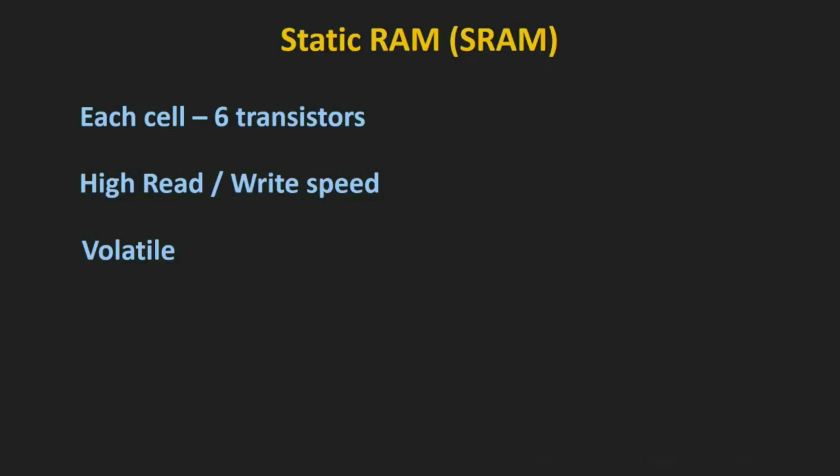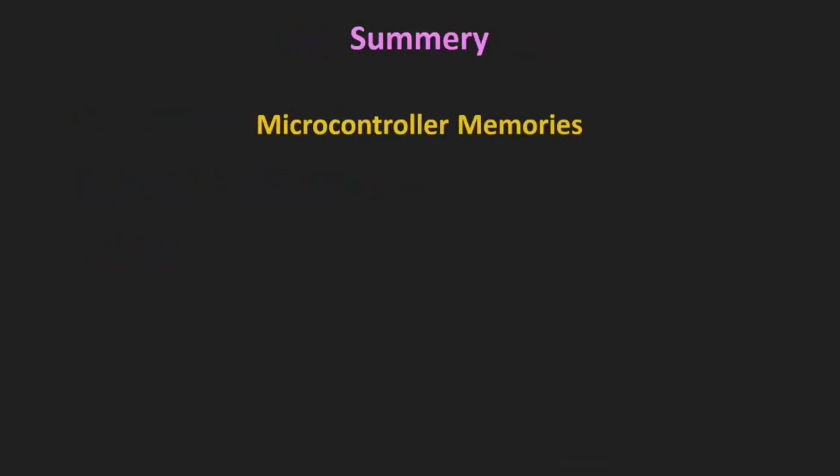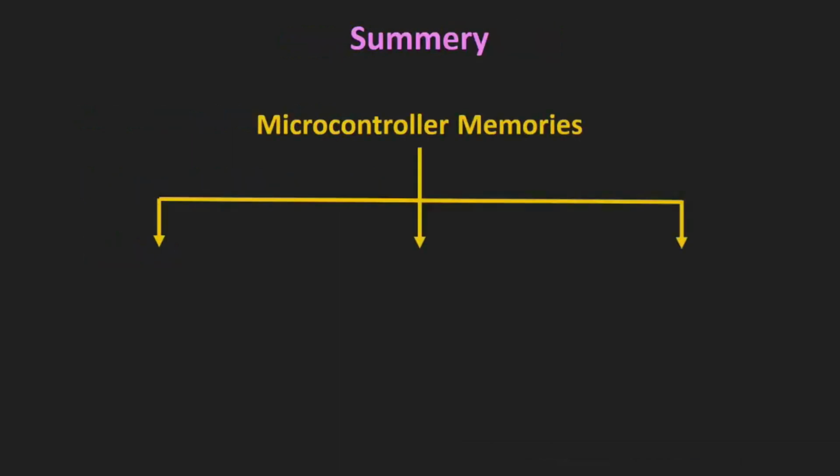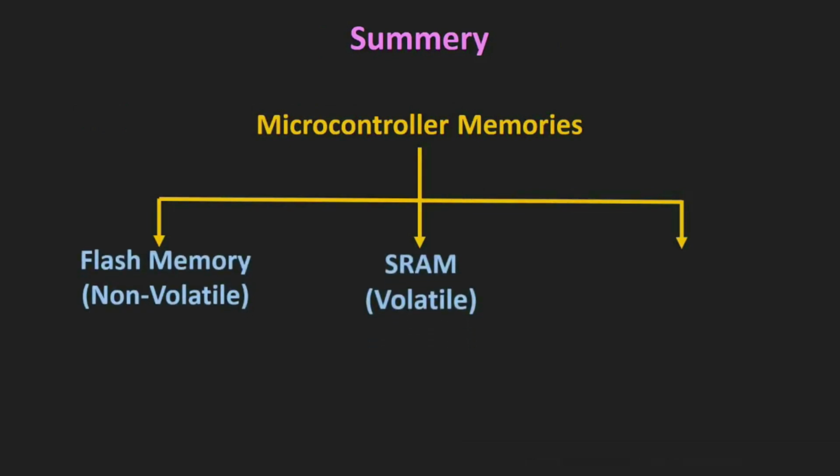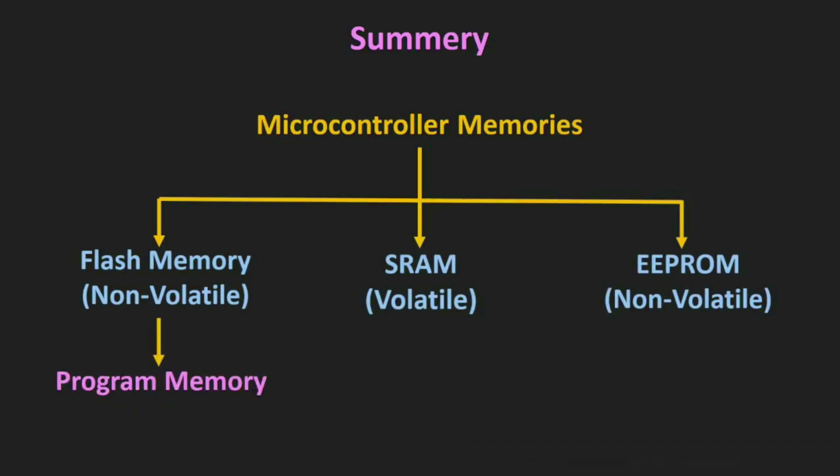This is all about the different types of memory inside the microcontroller. In summary, there are 3 types of memory inside the microcontroller: flash memory, SRAM and EEPROM. Flash memory is used as program memory, and SRAM and EEPROM are used as data memory inside the microcontroller. So I hope from this video you understand the different types of memory inside the microcontroller.